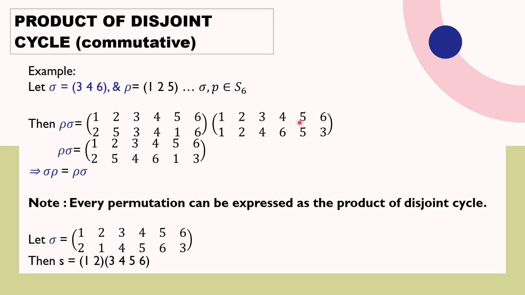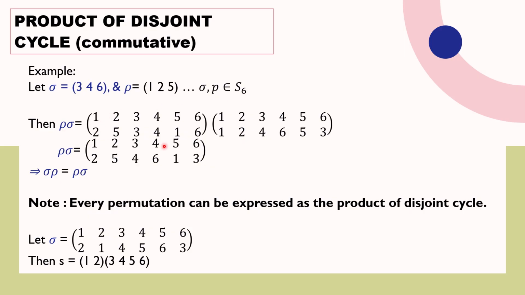Okay. Similarly, if you're writing B dot A, so first you will write A and then you will write B. Okay, that's how you multiply the permutations or find the product of permutations. And that's how you're going to solve it.